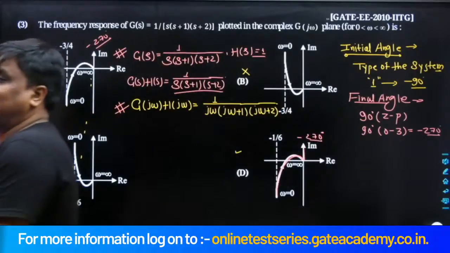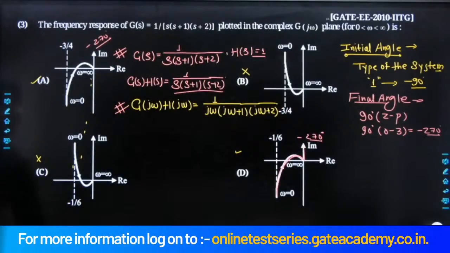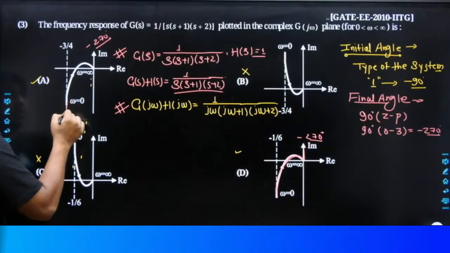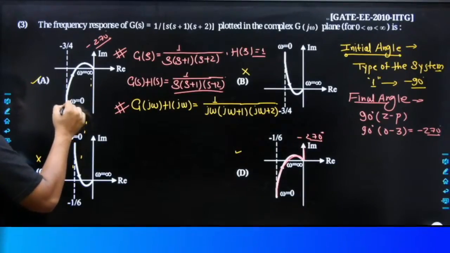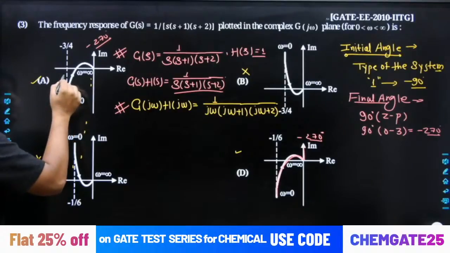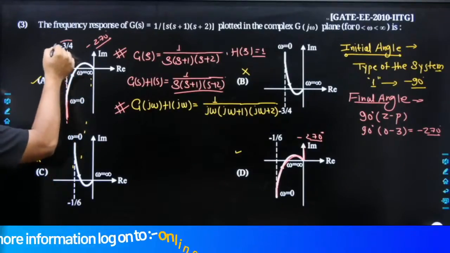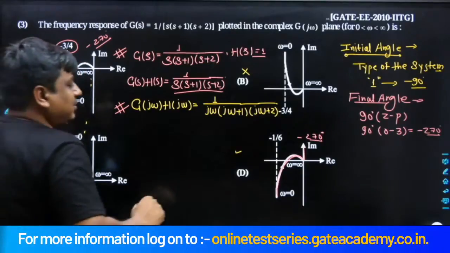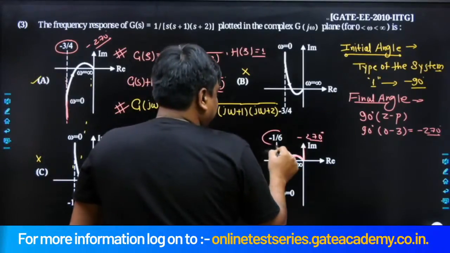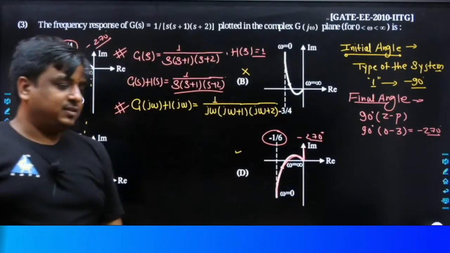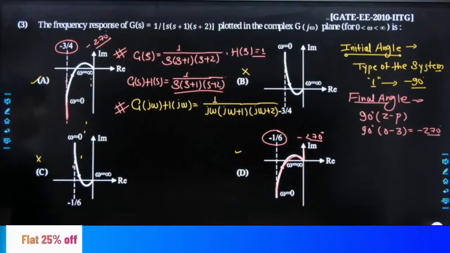Only one difference we had. May I know what is that? At omega equals 0, the polar plot was tangent over which vertical line? Whether the vertical line had x equals minus 3/4 or x equals minus 1/6. Tell me what would be the best answer for this given problem.